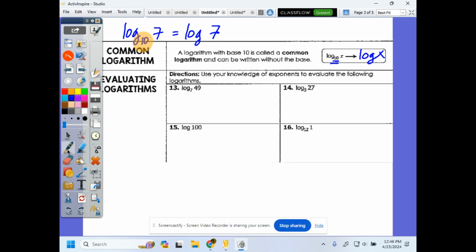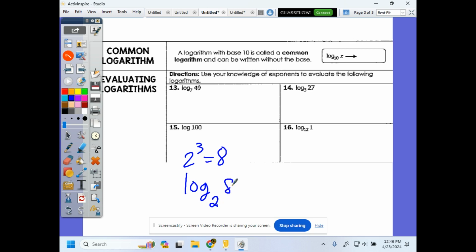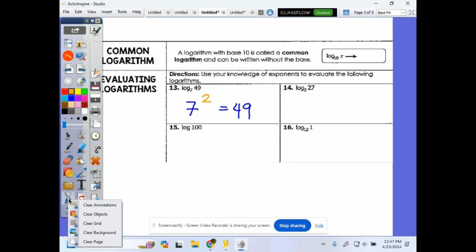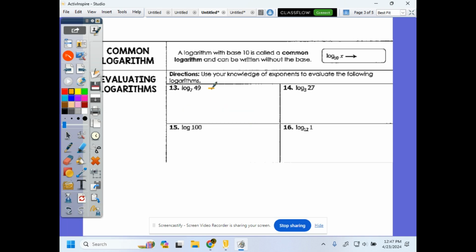Evaluating logarithm. This is a no calculator. It's more like understanding it. Again, going back. When we have 2 cubed equals 8, we know that the base of 2 will get an 8 if the exponent was 3. So let's go here now. The base here is 7. How can you get a 49 from a 7? You can only get a 49 from 7 if the exponent is 2. So the answer for number 13 is 2.